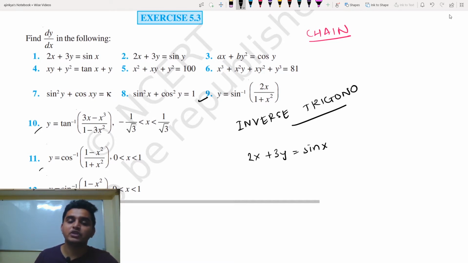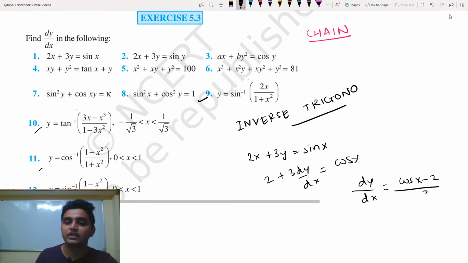So we have a combination of polynomials with respect to trigonometric. So you can say that differentiation is going to be 2 plus 3 dy upon dx equals to cos of x, and you can easily simplify this as dy upon dx is going to be cos of x minus 2 everything divided by 3. So this is going to be the easiest answer. So in similar way, we are going to go through 1 to 12 questions, and we are going to do these questions just by looking at them.